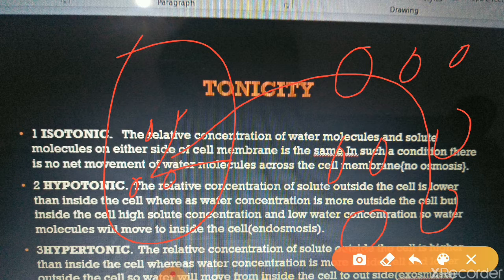Why? Because from outside all the water molecules will enter inside the cells. There is a movement of water molecules. Which movement takes place? Endosmosis will take place. That means water molecules will move from outside to inside the cell.